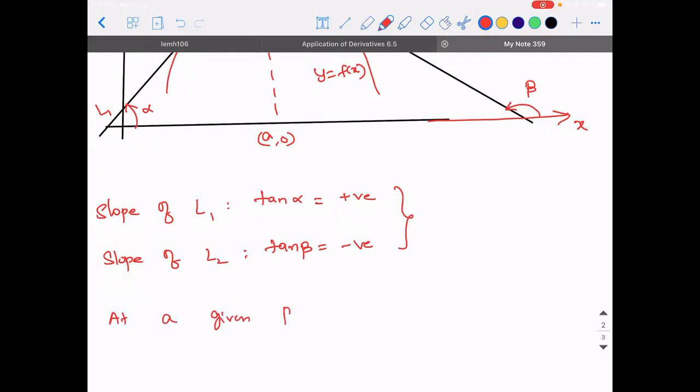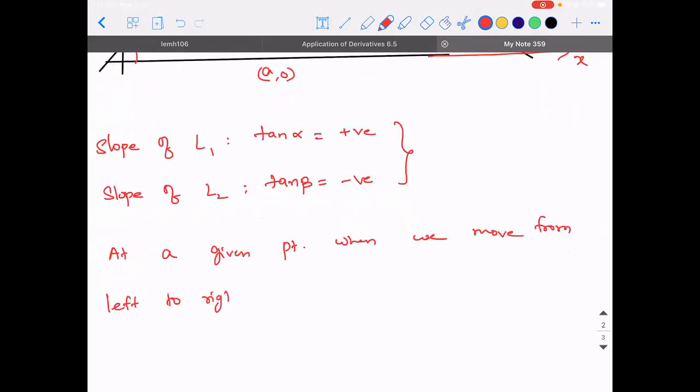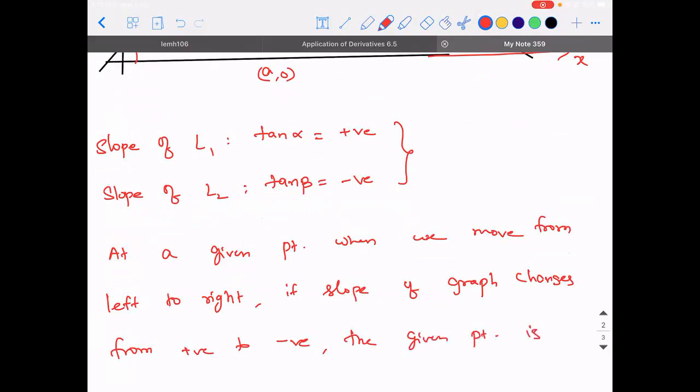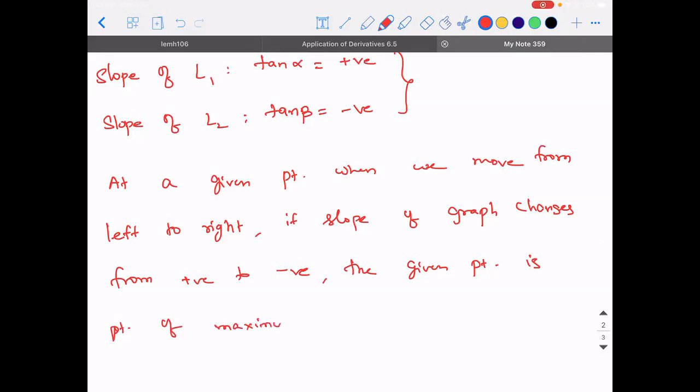At a given point, when we move from left to right, if the slope of the graph changes from positive to negative, the given point is a point of maximum. Okay, don't worry, it is not this complicated every time. This is how they start actually. First you do the slope test, that is the derivative test, on the left of the point and the right of the point, and try to understand what is happening. But there is another easier way also, don't worry. Since I have to teach the concept, I'm explaining everything.